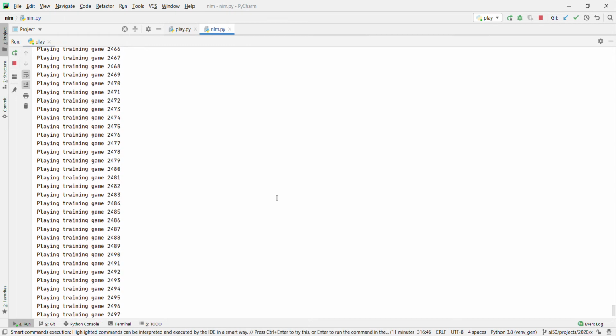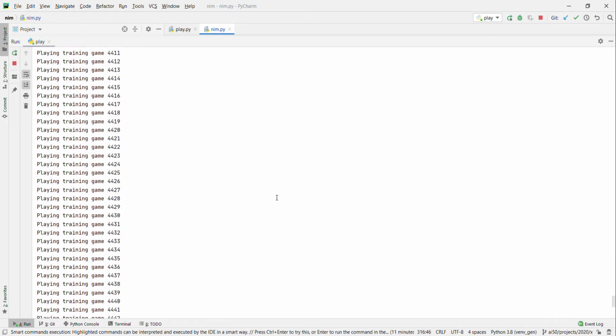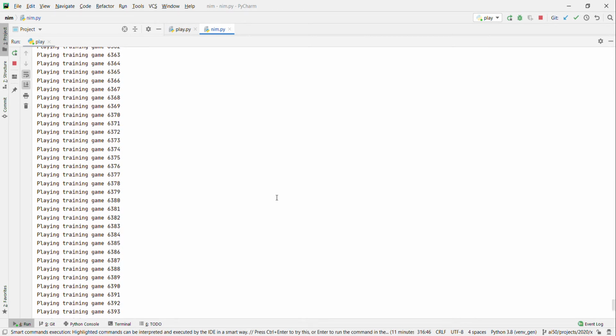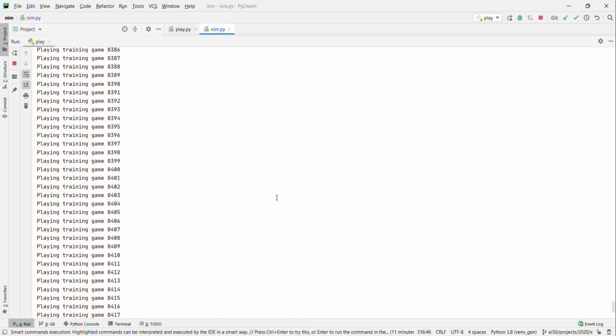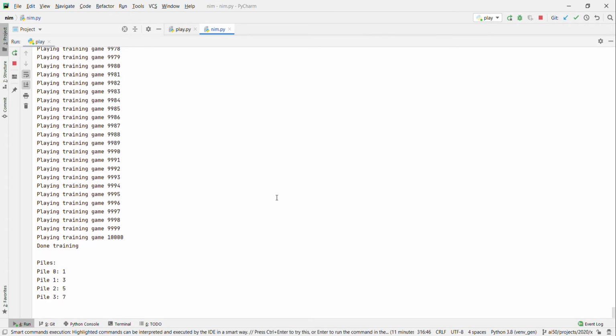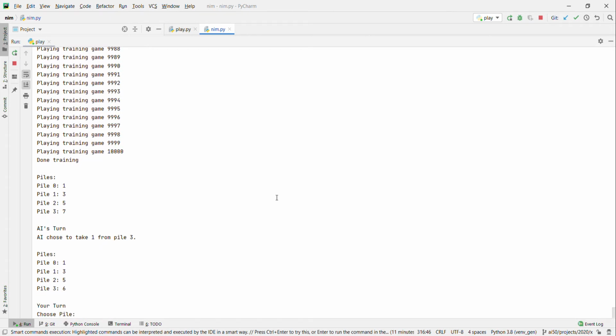So right now I am training the AI. We are actually training through 10,000 cycles. Okay, and now the AI is trained and ready for its move. Initially it was the AI's turn, so the AI has taken these steps. It has taken out one pile from number 3.